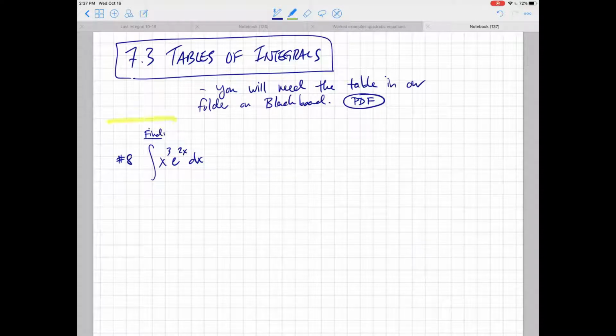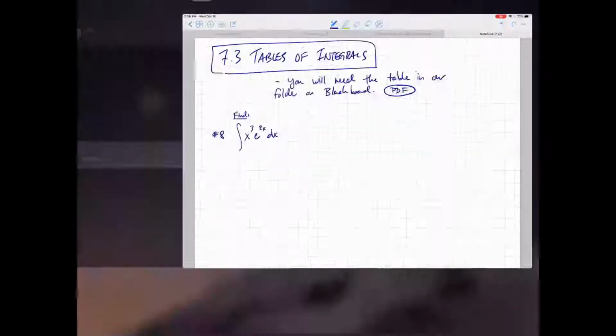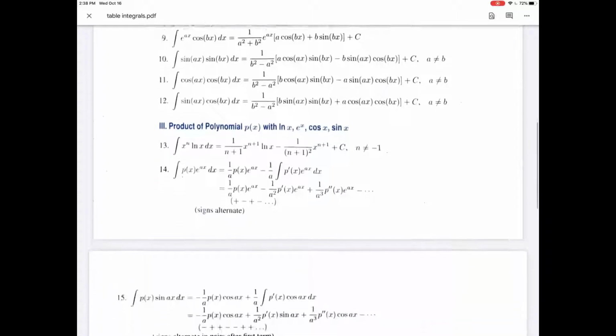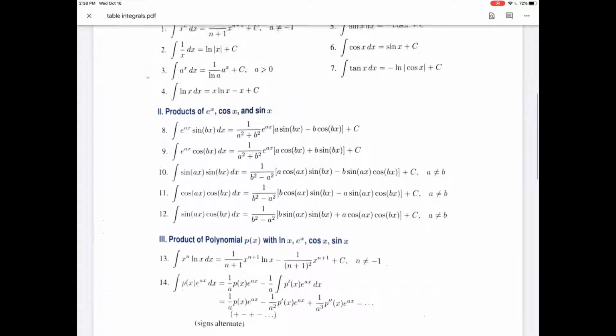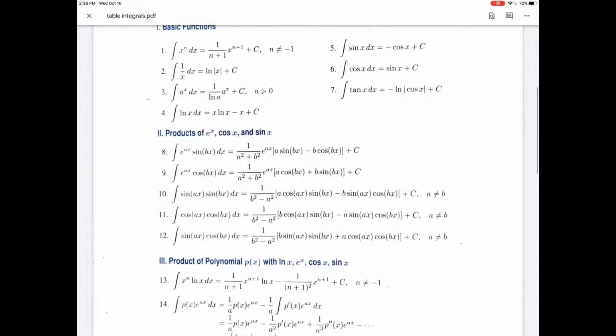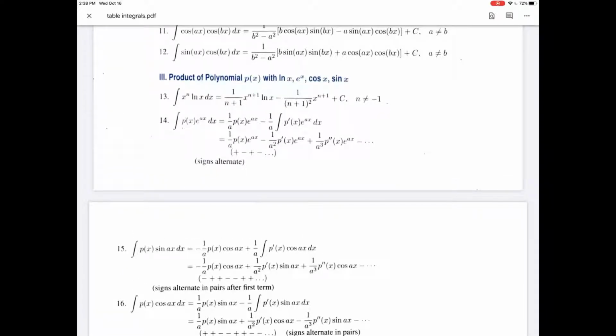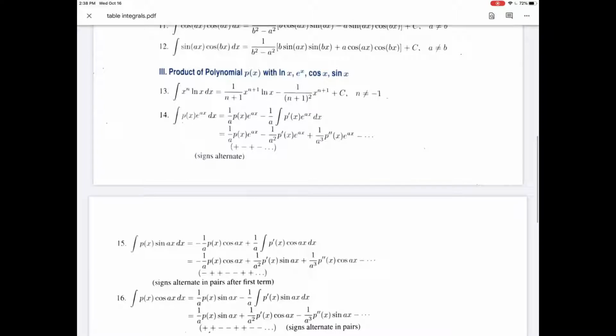So the first example here, the integral of x cubed times e to the 2x. What I would do is go to my table here and look for an integral that fits this description. So they're broken up by headings here. So products of e, cosine, sine is number 2. We don't want that. Look for product of polynomial with e to the x. Here we go. So here's number 14. Polynomial, a monomial counts as a polynomial, times e to the ax.